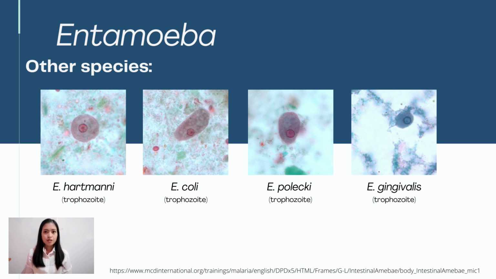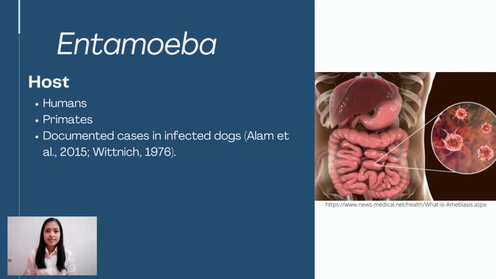They have a global distribution, but they are considered commensal and also non-pathogenic. Since Entamoeba histolytica is a human pathogen, the host of these parasitic species then is humans. However, they can also be found in primates, and cases of infected dogs have been documented.